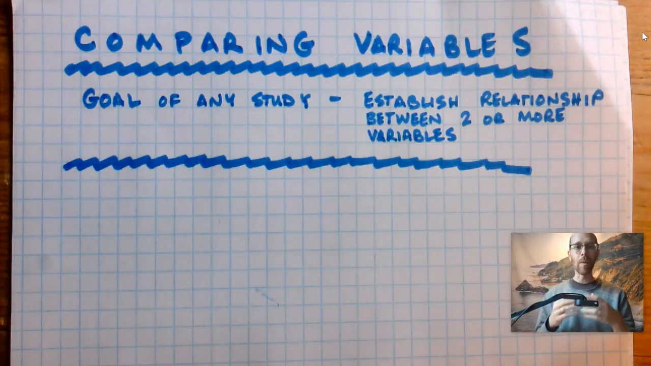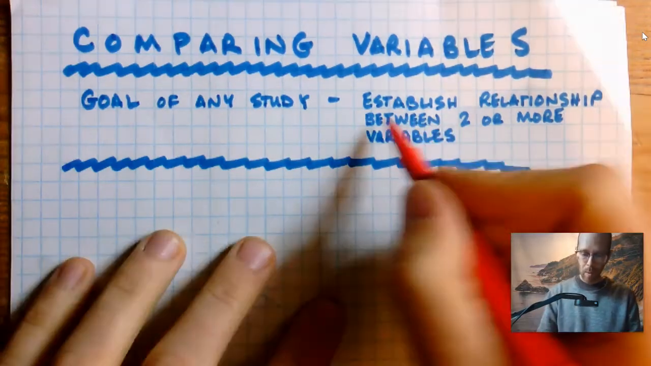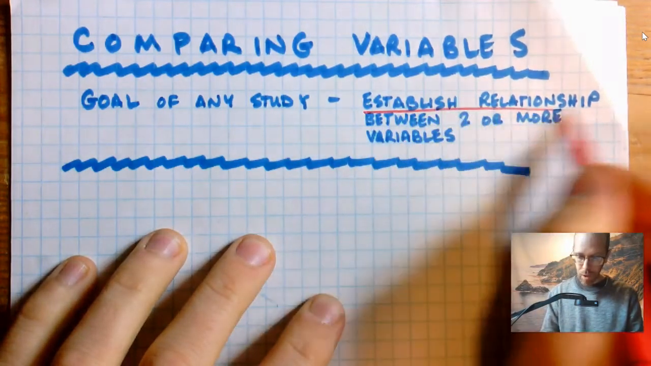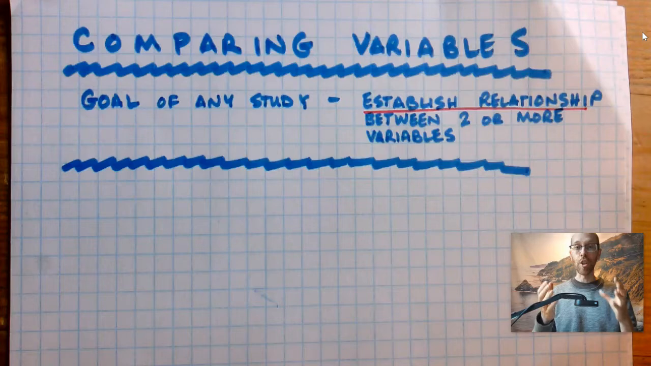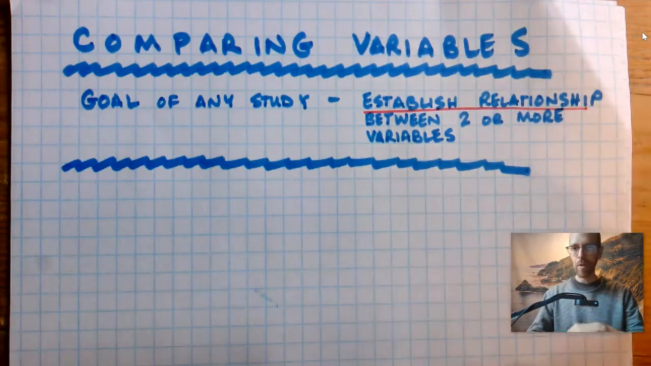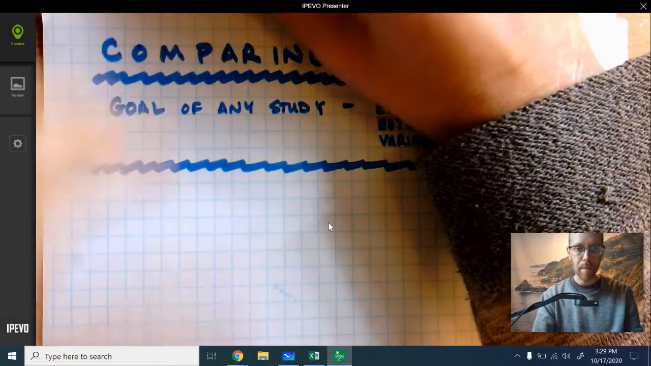We are in a unit where we're going to be talking about studies, and in any study you're going to have variables, and the goal of any study is the same. We want to establish the relationship between two or more variables in that study. That seems abstract. Let me give you a quick example.